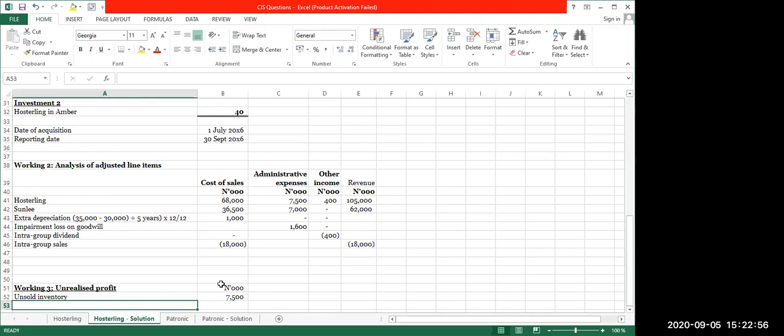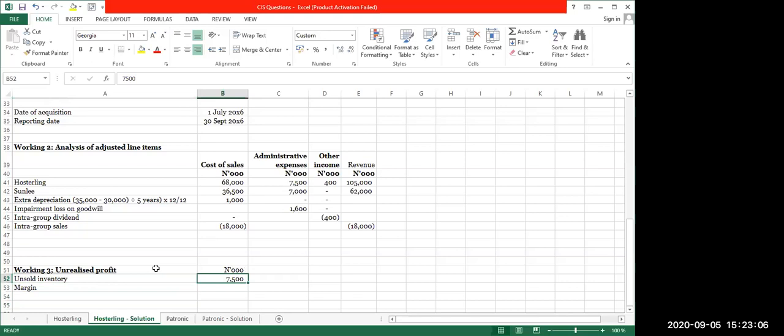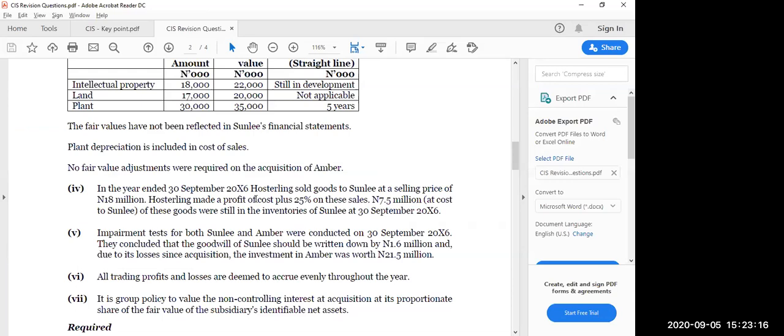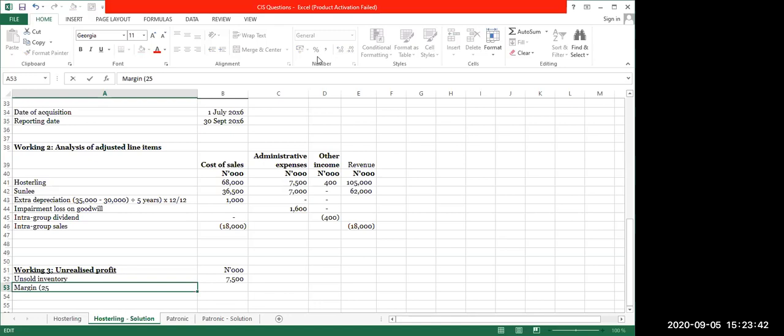The next thing is to determine the margin. Imagine how much profit margin is on this 7.5 million. To get that, I can only use the margin. But when I go to the question, what was provided is cost plus, so this 25% is markup. So I have to convert the markup to margin. That will be 25 divided by 100 plus 25. Simple arithmetic. So the margin will be 25 divided by 100 plus 25, as simple as that.